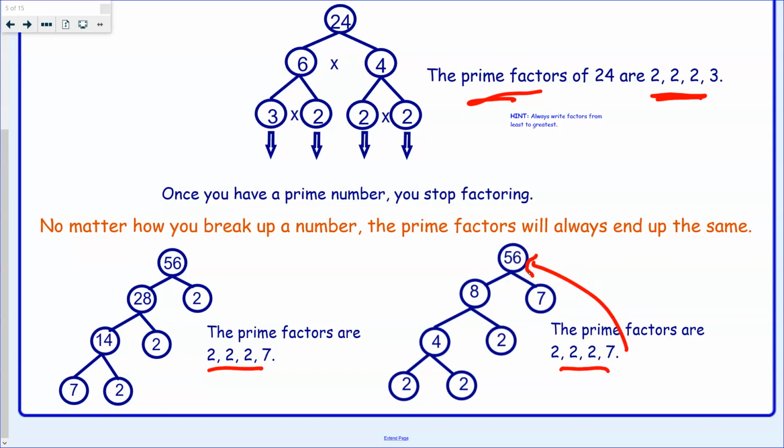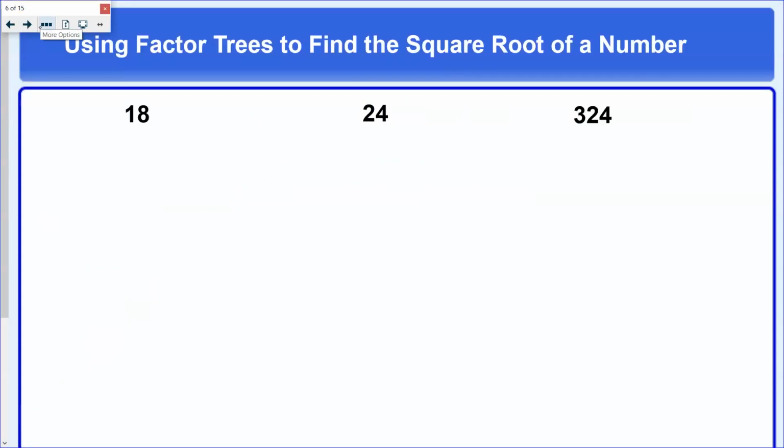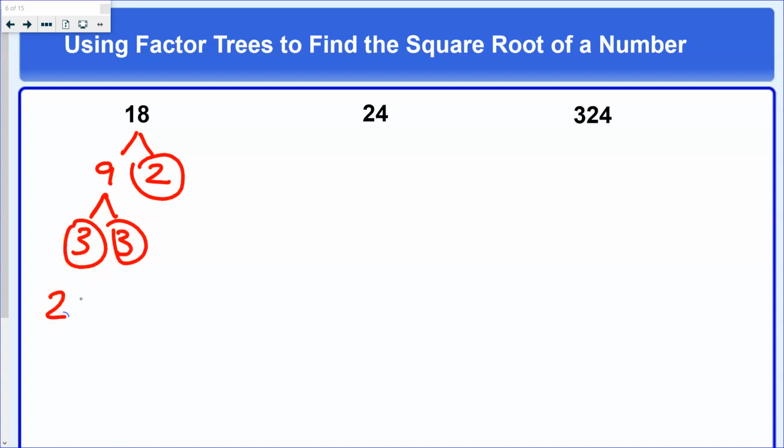Now I'll show you this because you can also use prime factorization and factor trees to find square roots. So I'm going to just review real quick here a factor tree, 9 times 2, and what I mean by only circling the numbers that are prime factors. So 2, rewrite in ascending order.